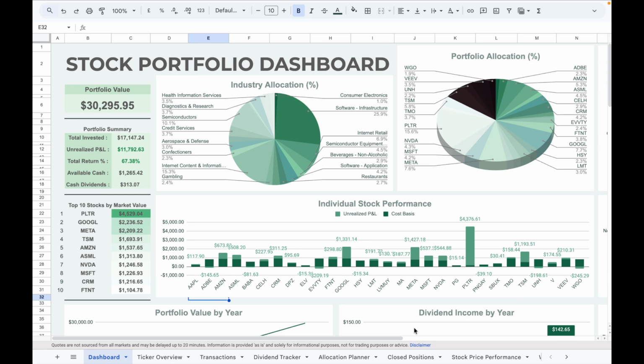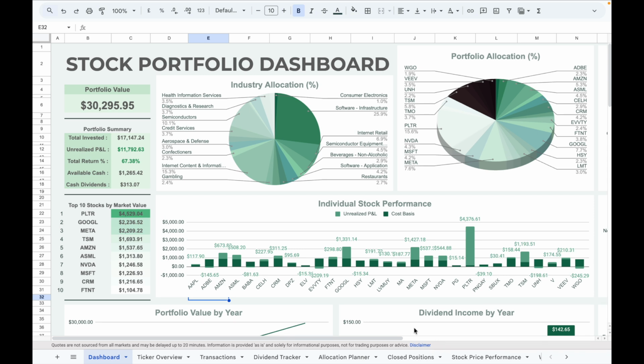Hi everyone, in today's video, I'm going to share the stock portfolio tracker that I use to manage and track my stock investment. This stock portfolio tracker is designed to monitor the performance of your overall portfolio as well as individual stock. It allows you to view the allocation percentage for each stock, industry and sector, helping you understand how your invested capital is distributed.